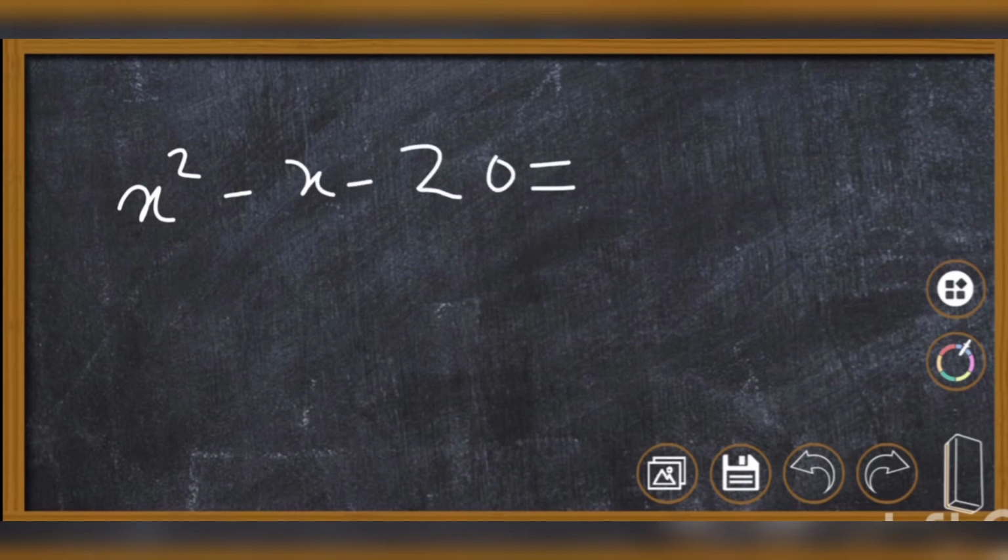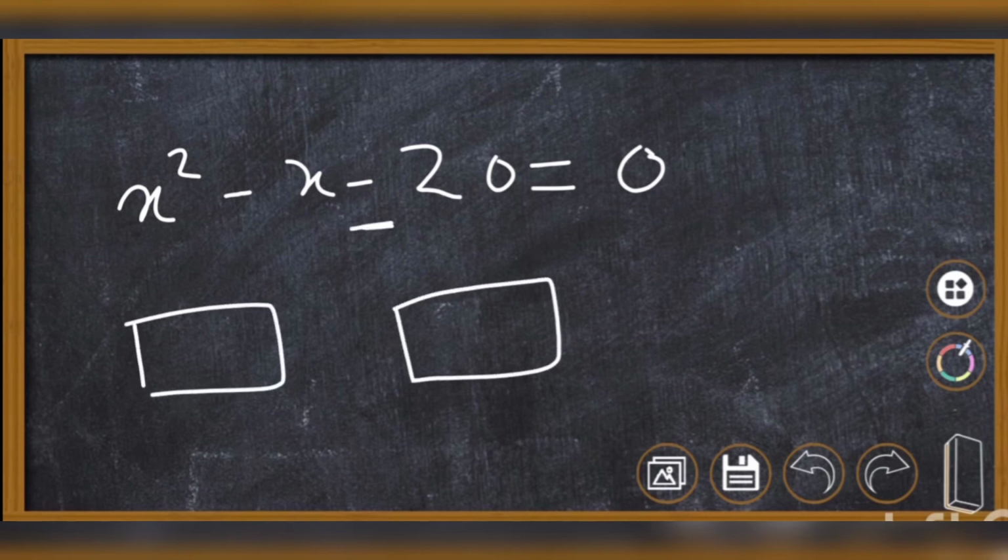Now the next question, it is x square minus x minus 20 is equal to 0. Here what is the sign of c? It is minus. So if it is minus, the roots will be different. The roots will have two different signs. One will be positive and the other will be negative.